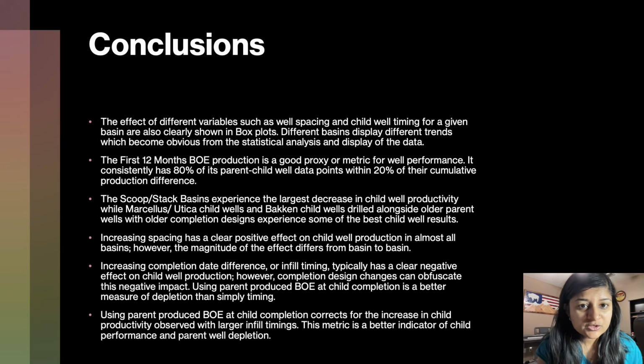So here are the conclusions of this work. The effect of different variables such as well spacing and child well timing for a given basin are clearly shown in box plots. Different basins display different trends which become obvious with statistical analysis and display of the data. The first 12 months of BOE production is a good way to measure well performance. It consistently has 80% of the child well data points within 20% of the cumulative production difference.